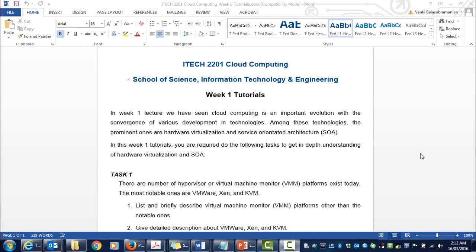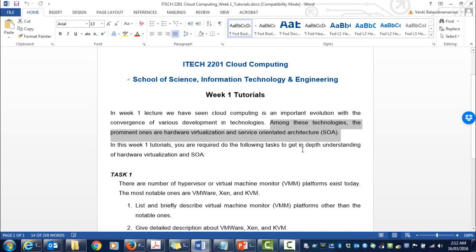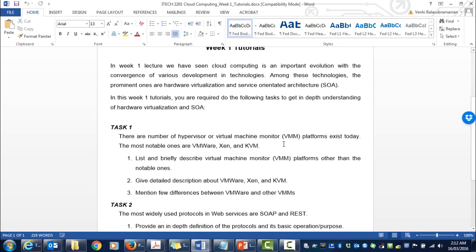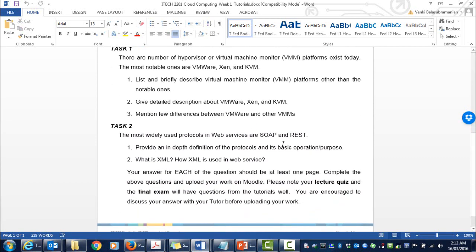In week 1 tutorials, you will be doing research on most prominent technologies, hardware virtualization, and service-oriented architecture that paved the way for the evolution of cloud computing. You have two tasks to complete, task 1 and task 2.